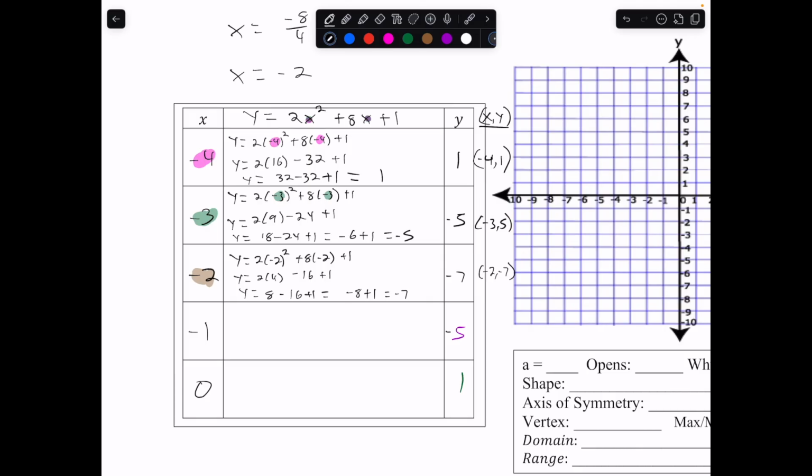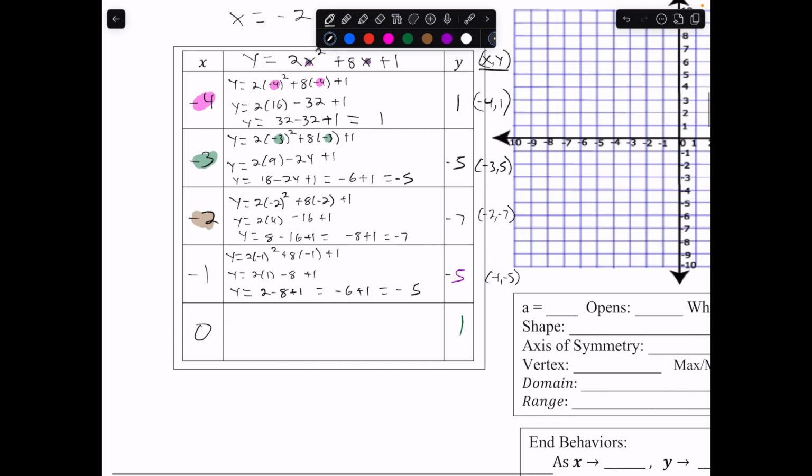All right, so y is equal to 2 times negative 1 squared plus 8 times negative 1 plus 1. Y is equal to 2 times 1 minus 8 plus 1. Y is equal to 2 minus 8 plus 1, which is negative 6 plus 1, which is indeed equal to negative 5. So our next ordered pair is negative 1 comma negative 5.